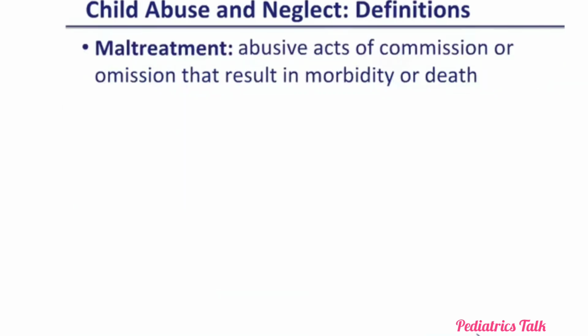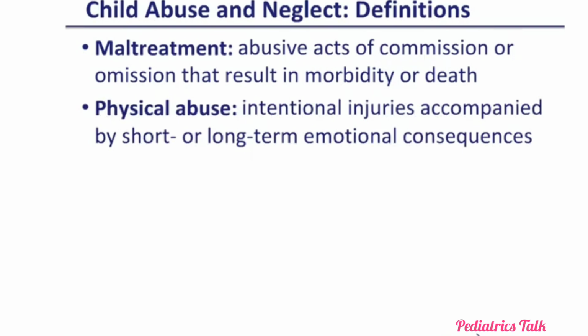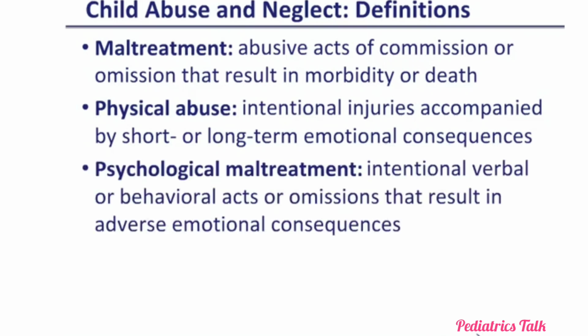Specific definitions related to child abuse and neglect are, first of all, maltreatment. These are abusive acts of either commission or omission that result in any kind of morbidity or mortality. Physical abuse is intentional injuries accompanied by any form of short or long-term emotional consequences. Psychological maltreatment is intentional verbal or behavioral acts or omissions that result in adverse emotional consequences.